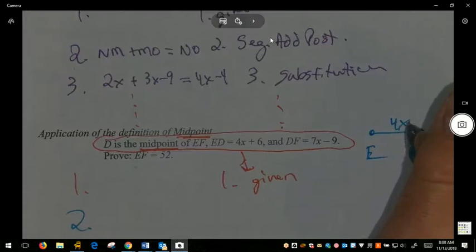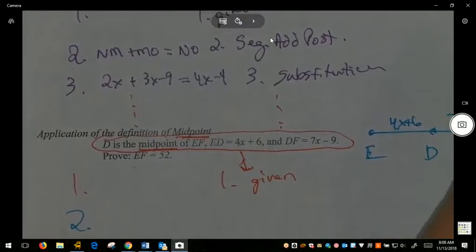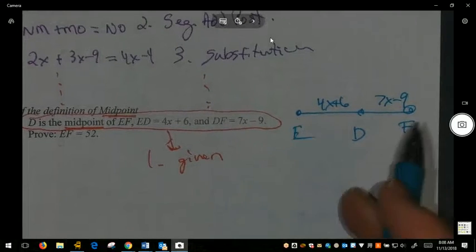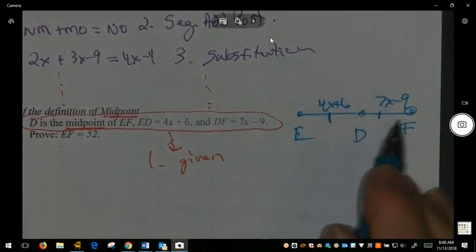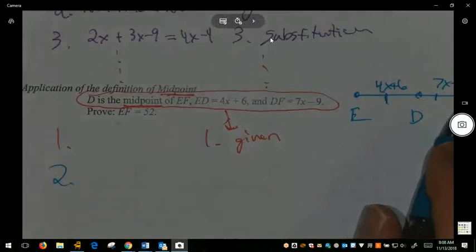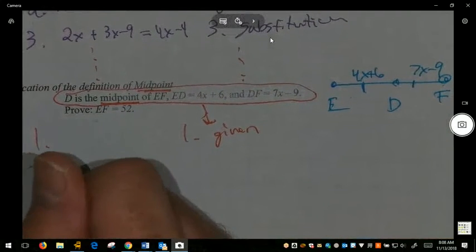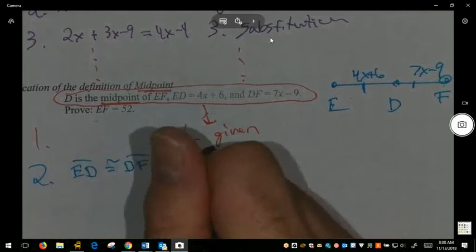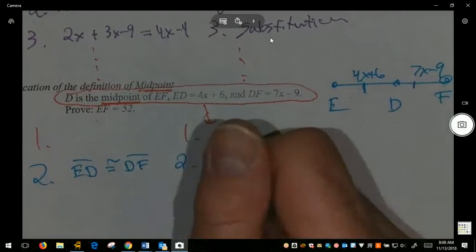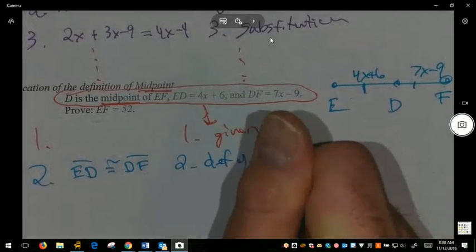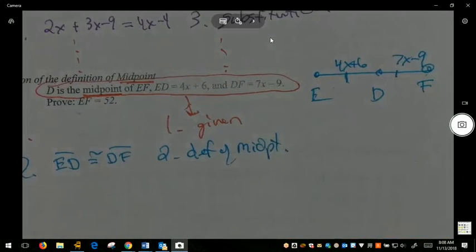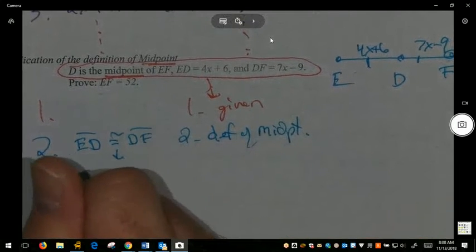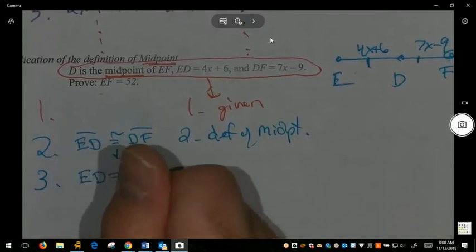So I might even draw a picture to help me see the problem. ED is 4x plus 6. DF is 7x minus 9. Because it's the midpoint, I know these two pieces are equal. So technically I'm supposed to say this, ED is congruent to DF. If you say is equal, I will give you credit. But technically the definition of midpoint is that they're congruent. Because they're congruent, I can say that ED equals DF.